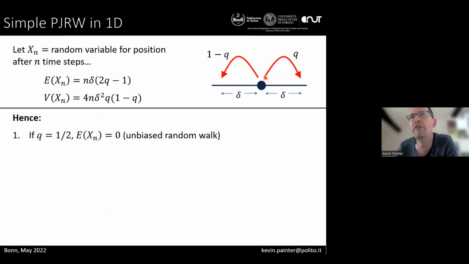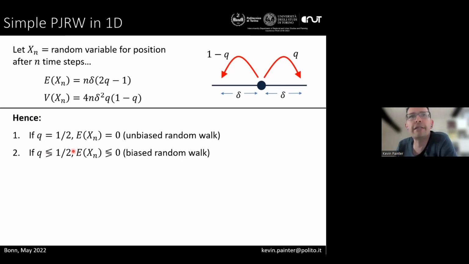to be equal to 1/2, then my probability of moving right or left is going to be the same. And then actually, as we would hope and expect, the expectation vanishes. You're equally likely to move right or left. So the expected location will simply be 0. And that gives rise to what we call an unbiased random walk.